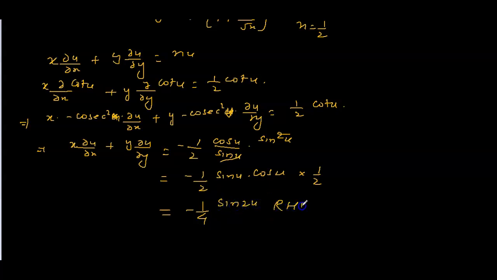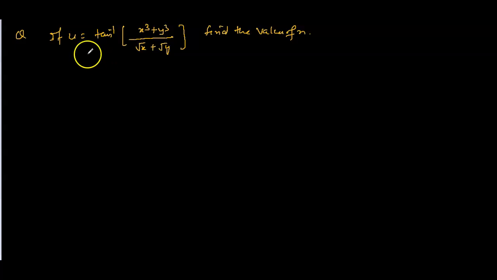So this is the RHS. Here we have to find the value of n. You can bring this to this side, so it becomes tan of u is equal to x power 3 plus y to the power 3 divided by root over x plus root over y.